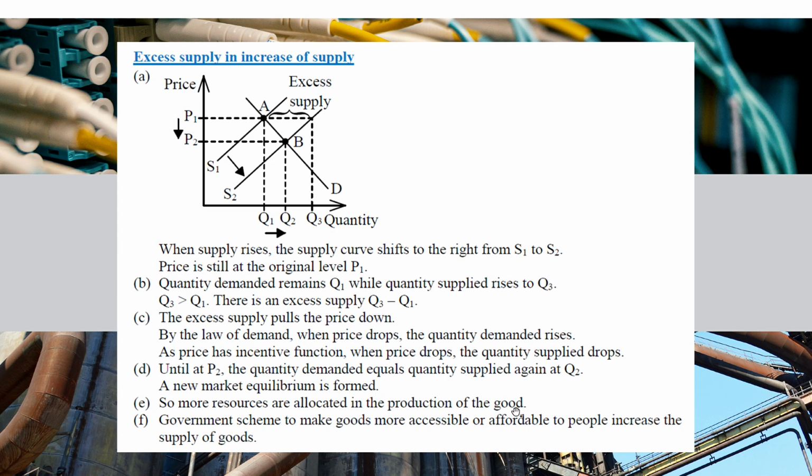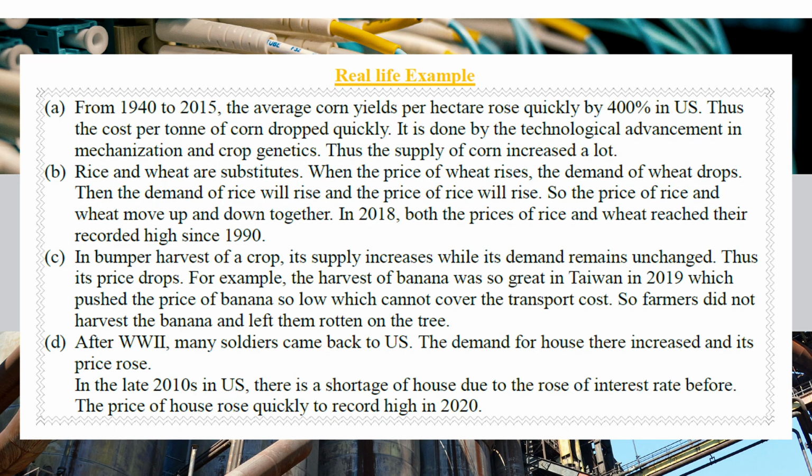For example, maybe the government has some scheme to make the goods more accessible, building better roads, or to make the goods more affordable because the government has a subsidy on them, and then the supply will increase. It is an example of why supply increases. There are a lot of other examples; you just pick one to remember and use it as a real example for supply increase.